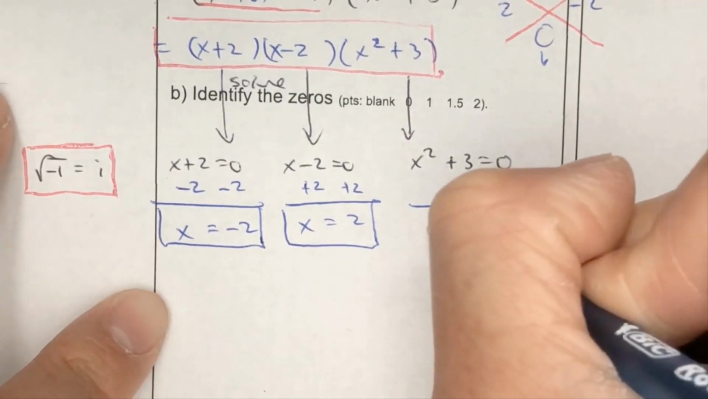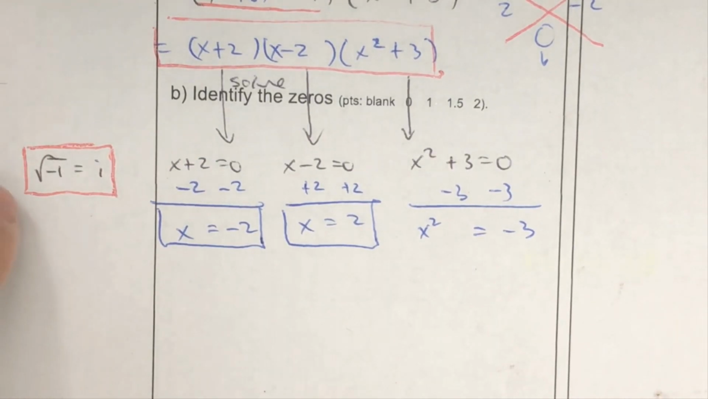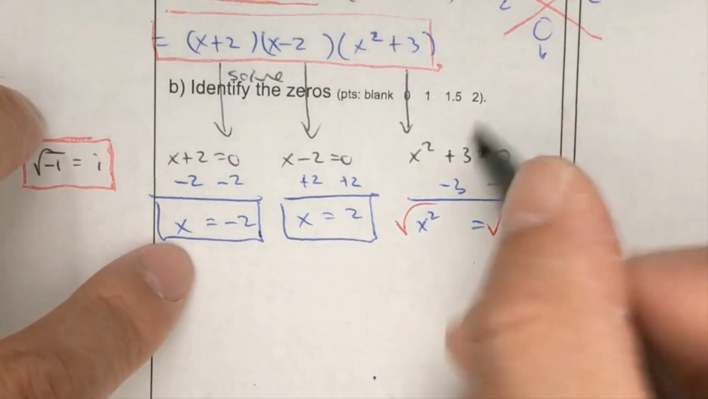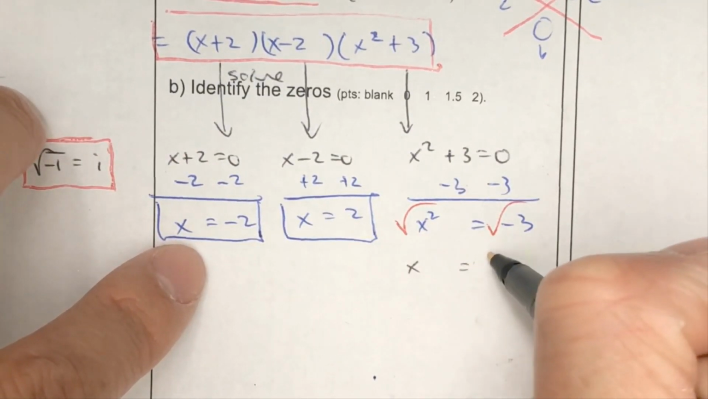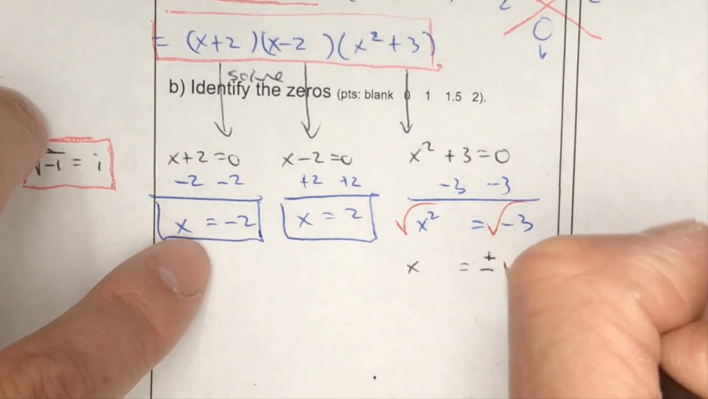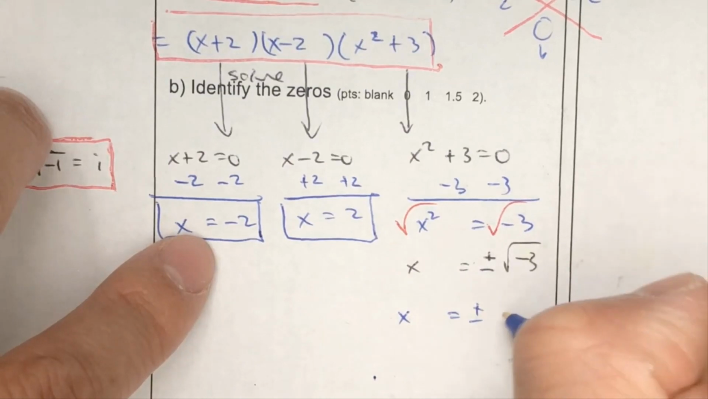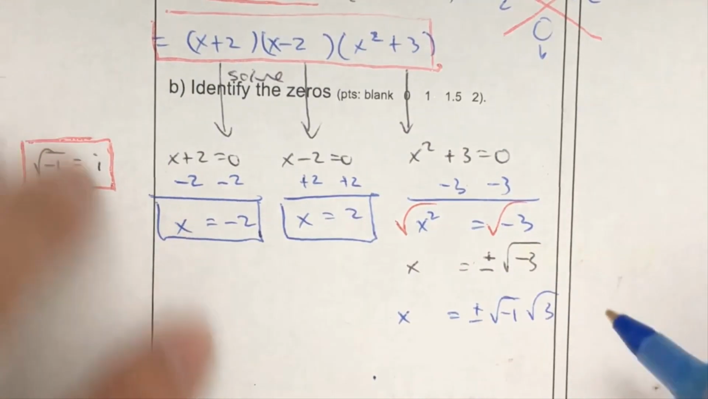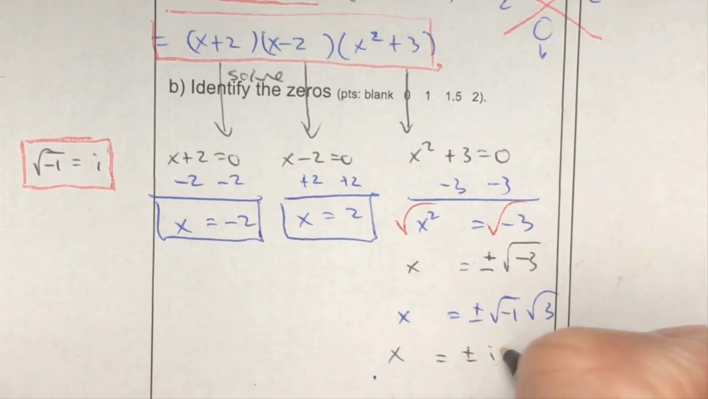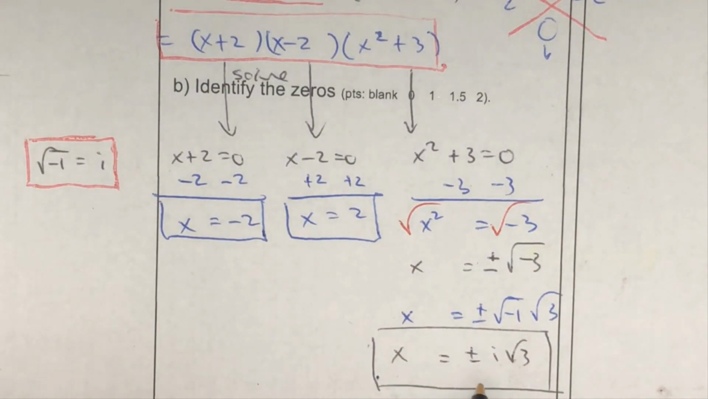Subtract 3, x squared equals negative 3. How do you get rid of the power of 2 there? You have to take the square root. We talked about previously, if you take the square root of an equation, it's plus or minus. And then you have the square root of negative 3, and the factors are negative 1 and 3. Square root of negative 1 is i. So there, this zero is x equals plus or minus i radical 3.